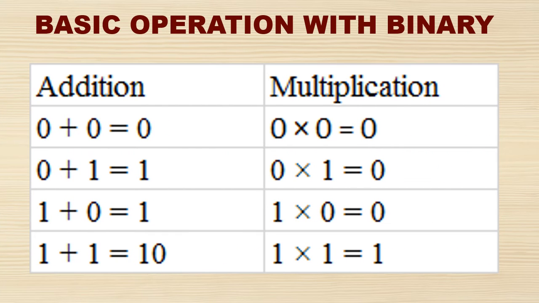Here are some basic operations with binary. On the addition side, we have 0 plus 0 is equal to 0. 0 plus 1 is equal to 1. 1 plus 0 is equal to 1. 1 plus 1 is equal to 10. While on the multiplication side, we have 0 times 0 is 0. 0 times 1 is 0. 1 times 0 is 0. 1 times 1 is also 1.